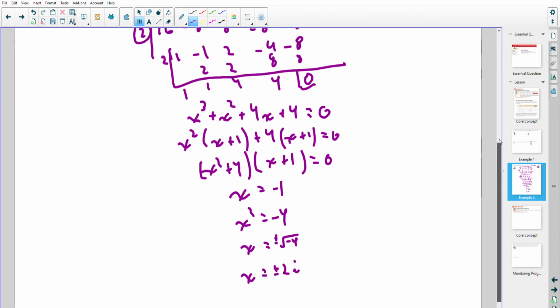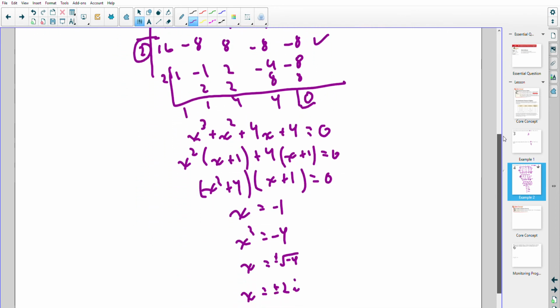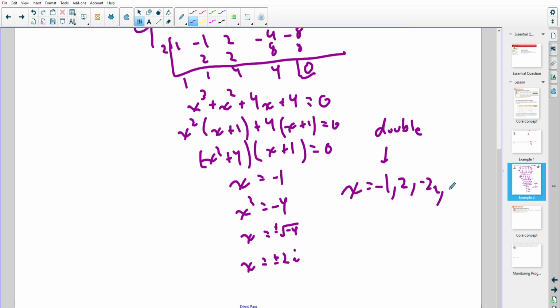Now the question, way back when, is find all zeros. So it's going to be x equals -1, 2. Here's another -1, so that's actually a double solution. And then it's going to be -2i and +2i. So there's 1, 2, 3, 4, 5 solutions, which is what the fundamental theorem of algebra is saying.